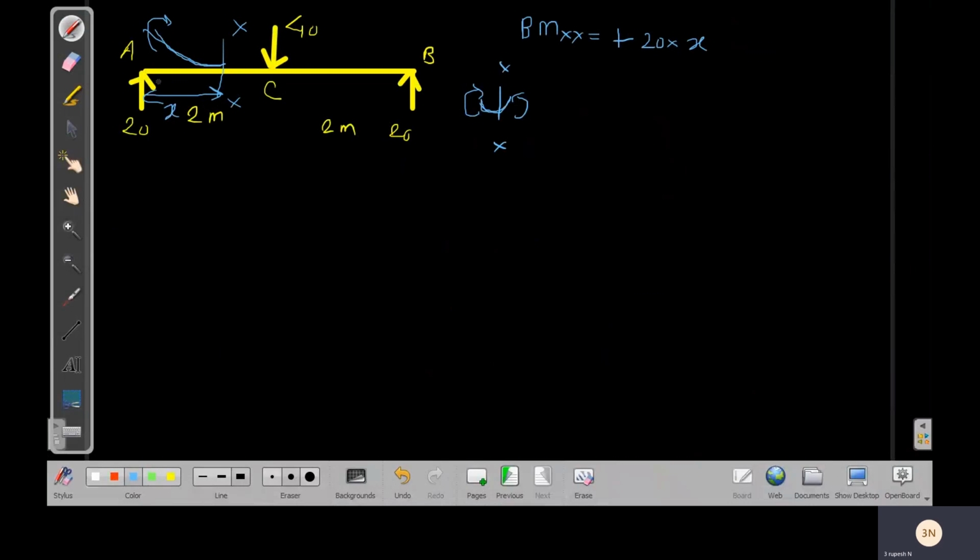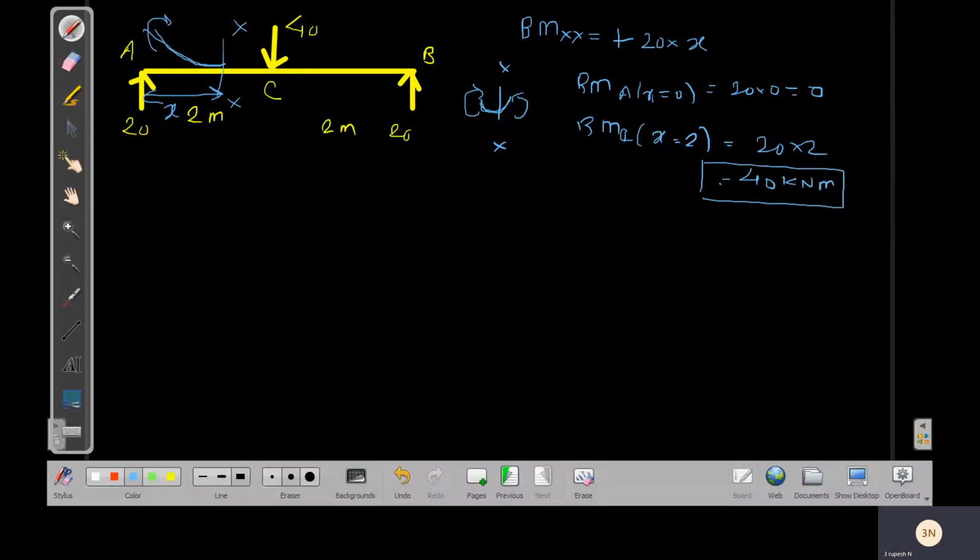Now we have to find out the bending moment about A point and C point. Okay, so this equation is valid for this span AC. Okay, the bending moment about A. So x is equal to 0. A is at origin, so it equals 20 into 0. So the value comes out to 0. Now the bending moment at C point. So x is equal to 2. When you put x equal to 2, you will get the value 20 into 2 as 40 kilonewton meter. So this is your bending moment value.